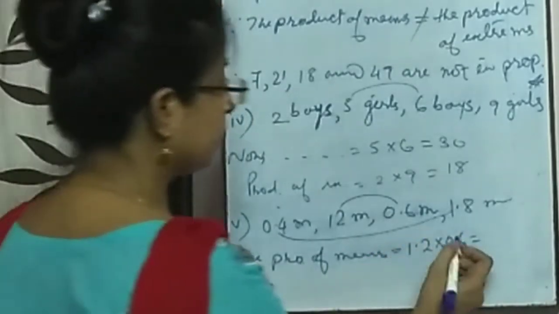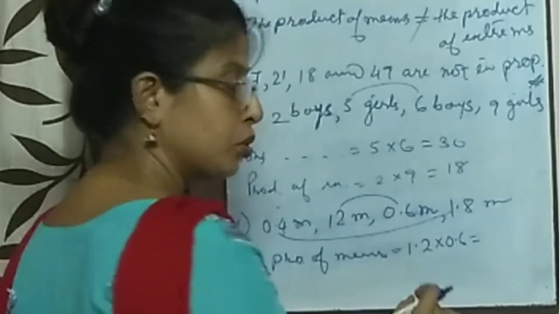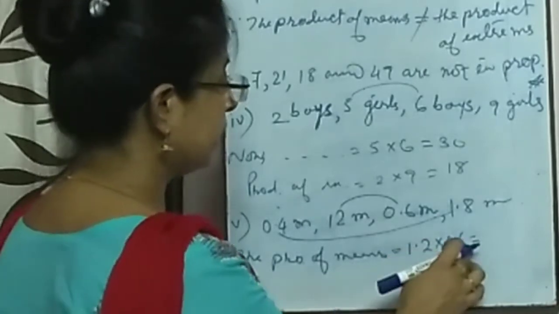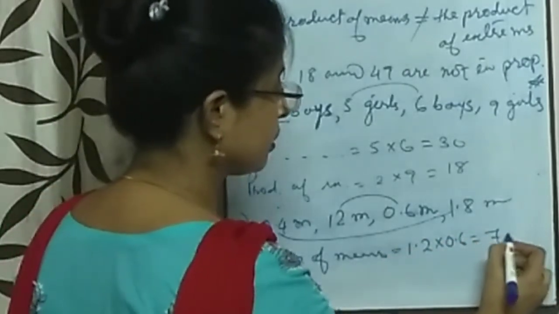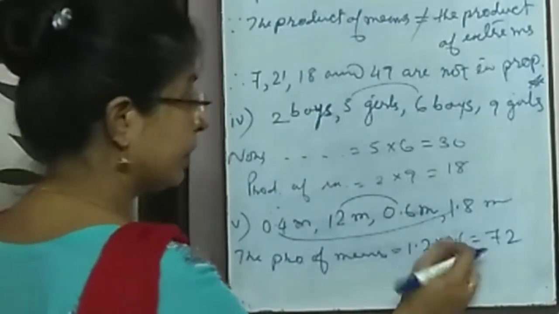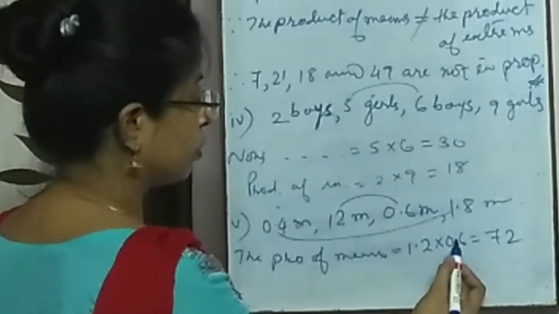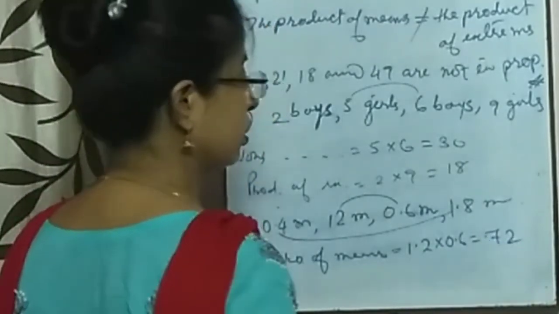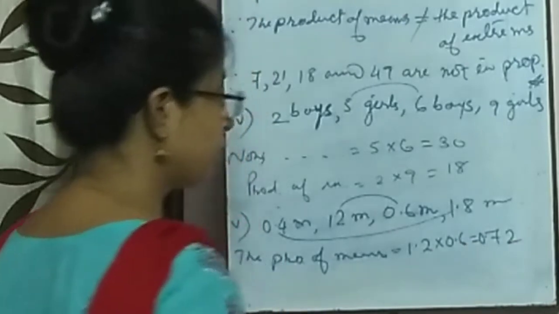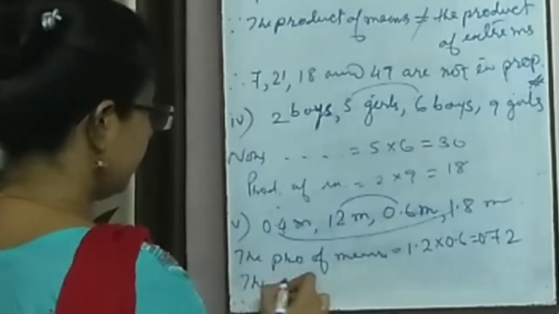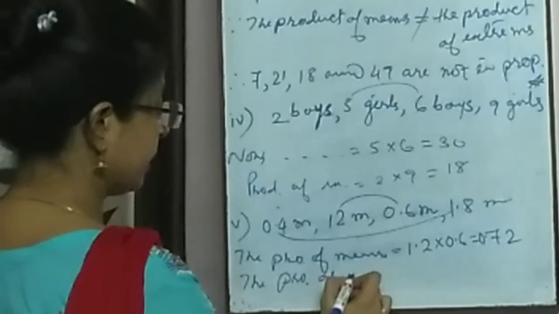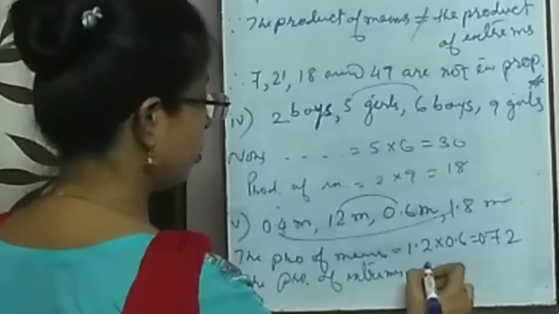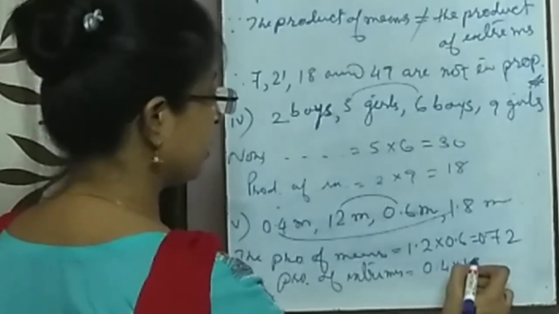What is the method of multiplying decimals? You just multiply the numbers thinking there is no decimal. 12 and 6, 12 6s are 72. Now you count the decimal places: here one figure, here also one figure, so total two figures after the decimal are placed. So here will be the decimal and we need to put a 0. The product of extremes, 0.4 into 1.8.